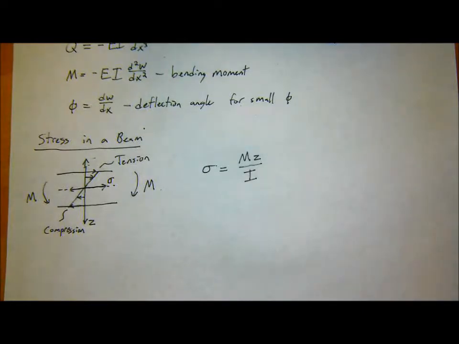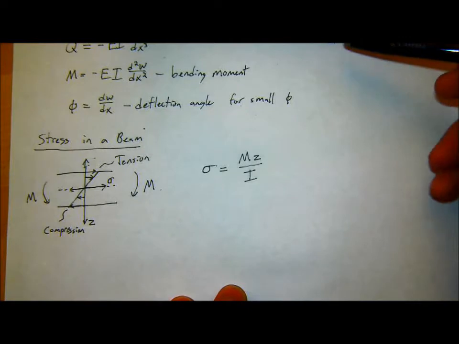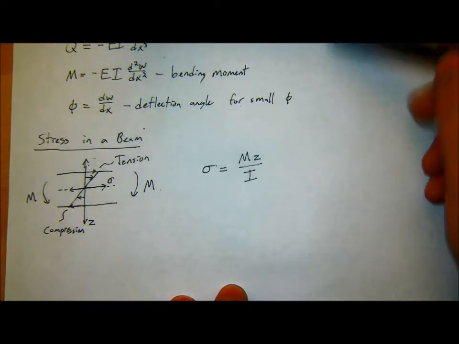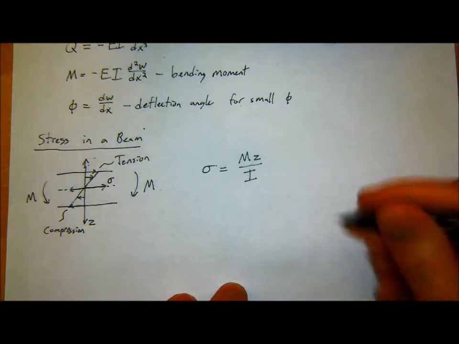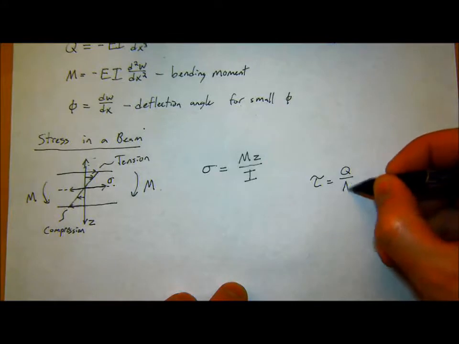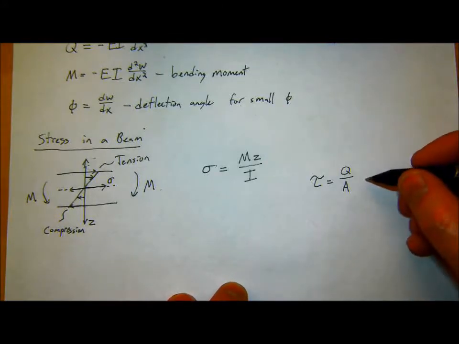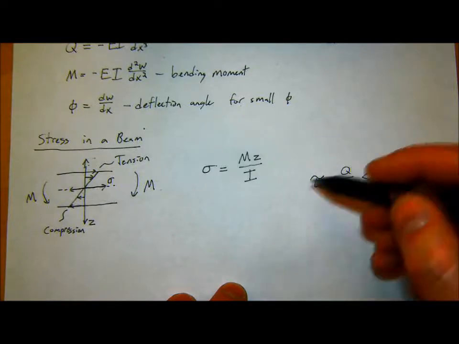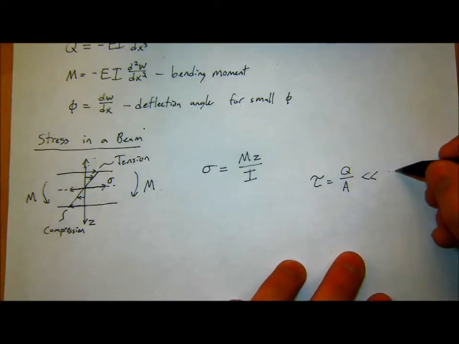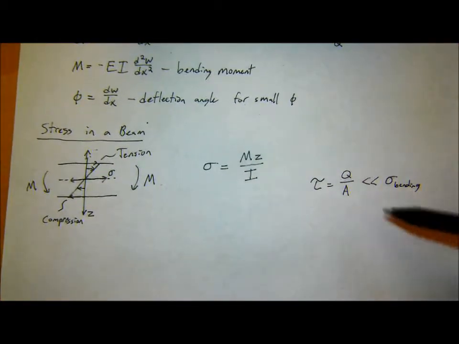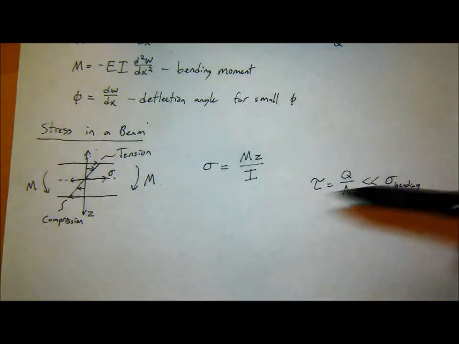There's also in this beam some shear stress due to that shear force acting in here. You can say that there's some shear stress Q over the cross-sectional area, but this is generally much smaller than the stress due to bending, than the tensile and compressive forces due to bending. So generally we ignore it.